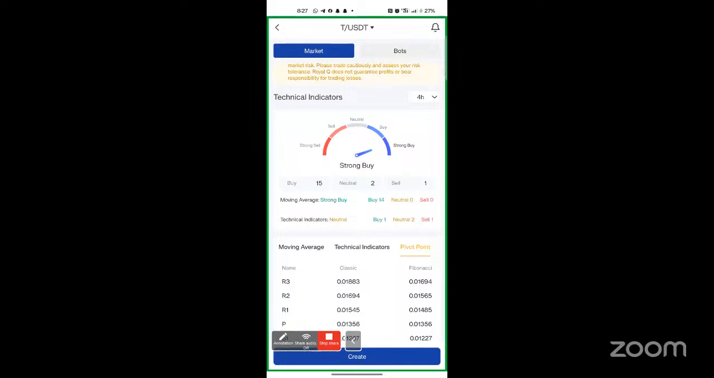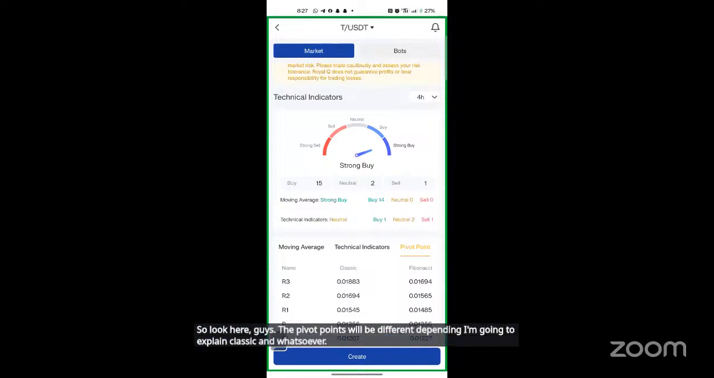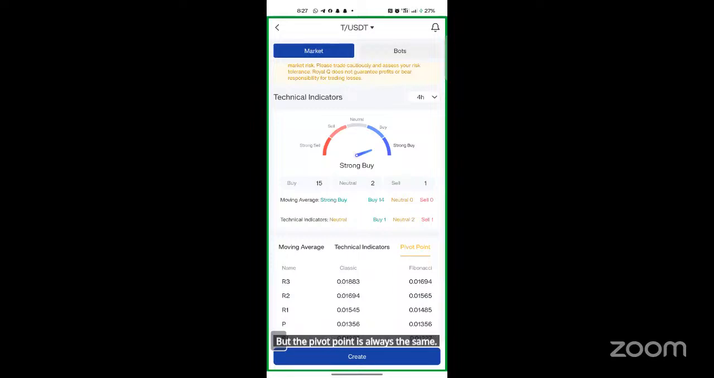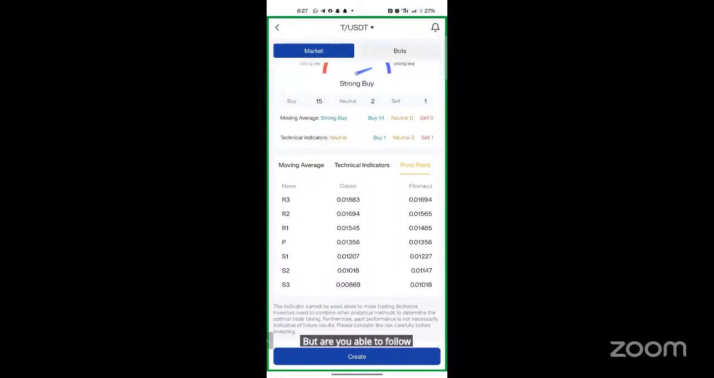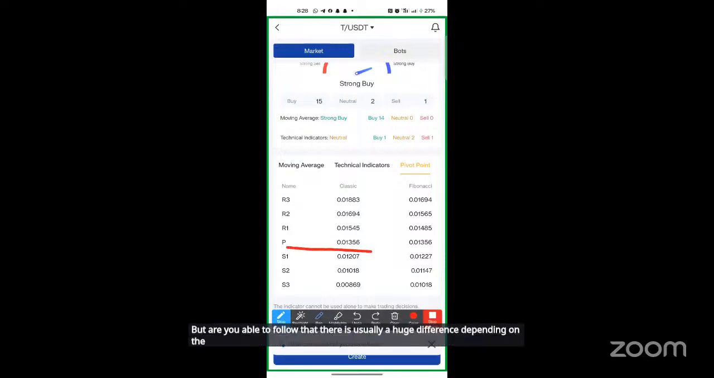So look here, guys. The pivot points will be different depending on the time frame. I'm going to explain classical and whatsoever, but the pivot point is always the same. These are just mathematical issues. But are you able to follow that there is usually a huge difference depending on the time frame?